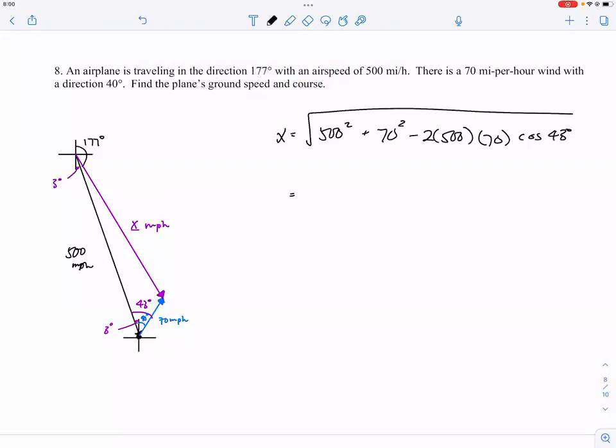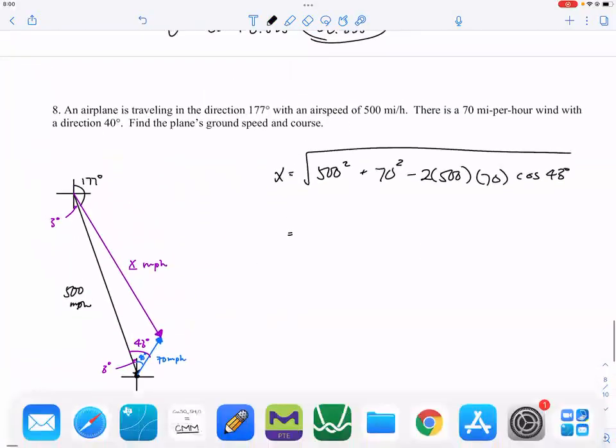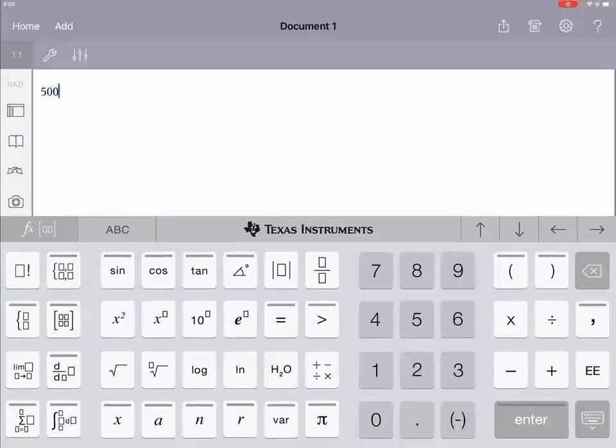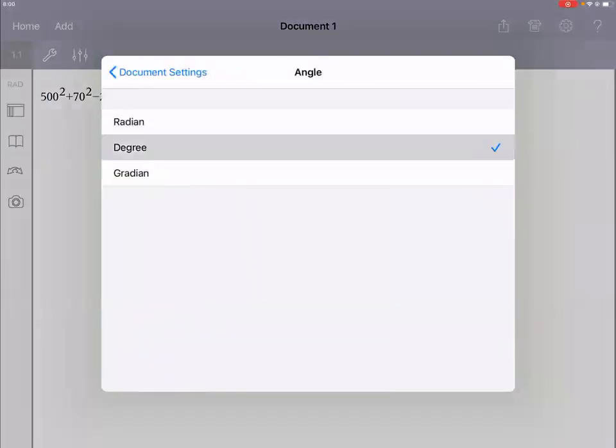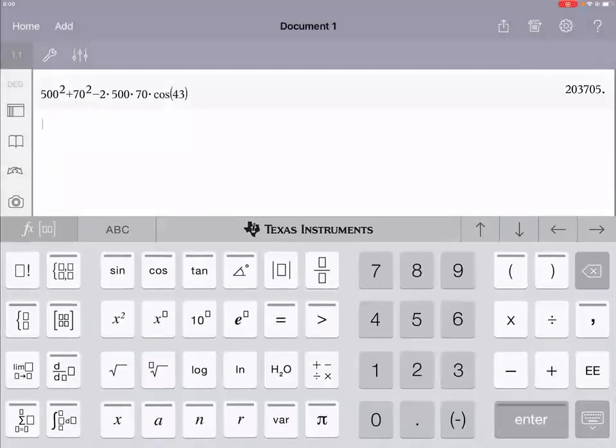So, well, let me go ahead and calculate it. 500 squared plus 70 squared minus 2 times 500 times 70 times cosine of 43 degrees. And I think I need to make sure that it's in degrees. Okay, so now I'm going to press enter. So that's a nice number right there. And then do the square root, so raise it to the 1/2 power.